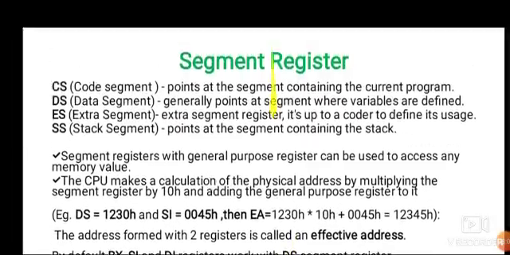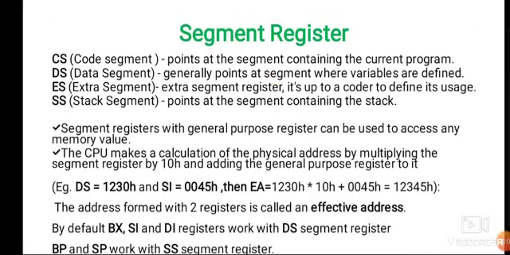Coming to the segment registers, which are present in the bus interface unit. You have 4 segments: code segment, data segment, extra segment, and the stack segment. These segment registers will point at the segments containing the respective contents. For example, the code segment register will point to the segment containing the current program.